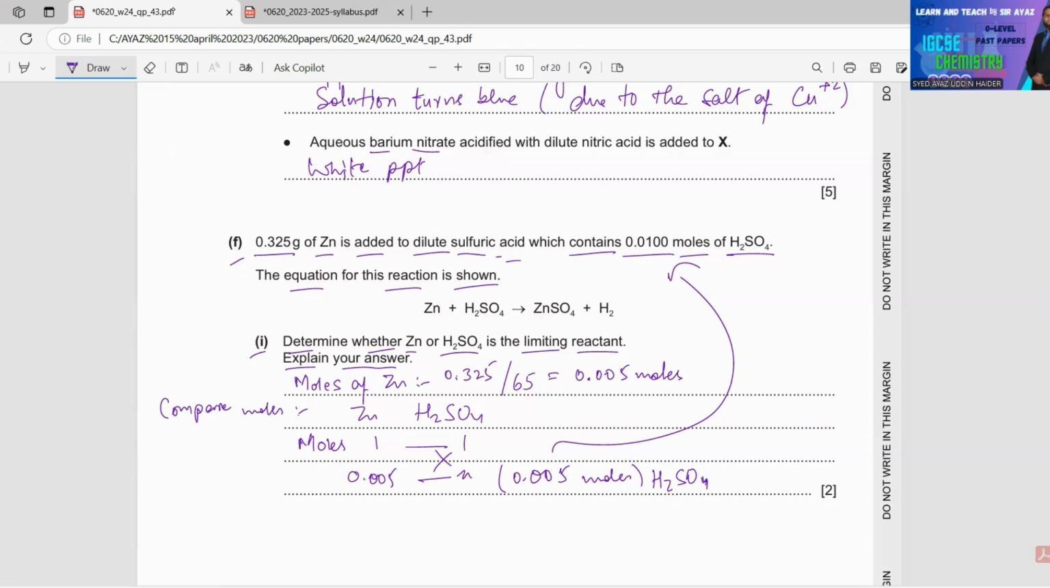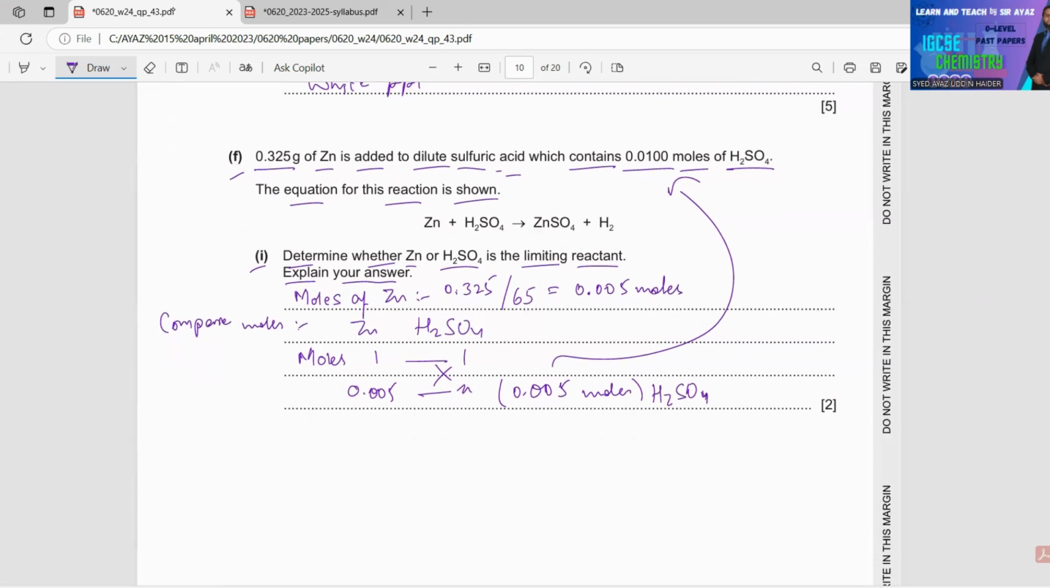So how are we going to write? Zn is limiting because moles of H2SO4 are higher than moles of Zn.